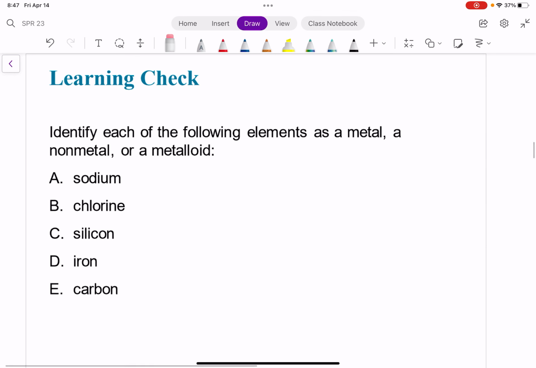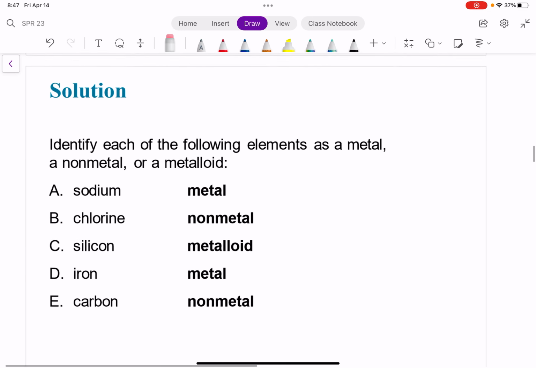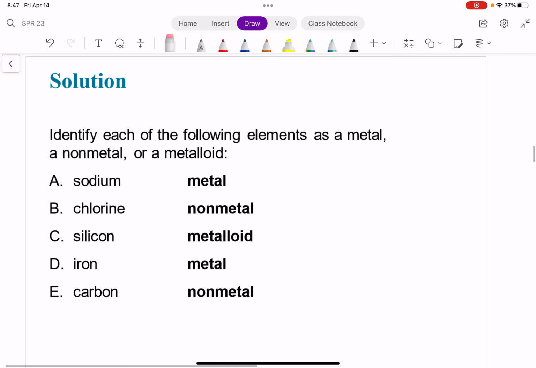All right, learning check. Identify each of the following elements as a metal, a nonmetal, or a metalloid. You're going to need your periodic table for that. Sodium is a metal. I would encourage you to actually name the group name that sodium is in. Chlorine is a nonmetal. It's on the right side of the periodic table, to the right of that staircase. Silicon is on the staircase, so it's a metalloid.